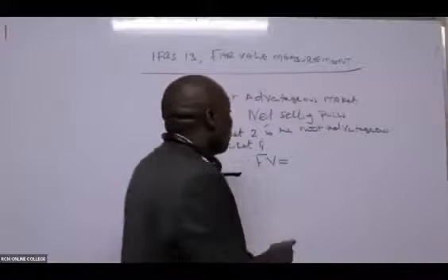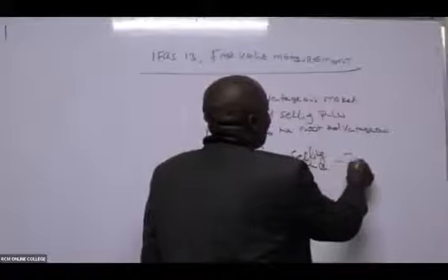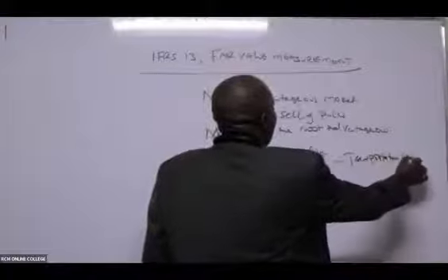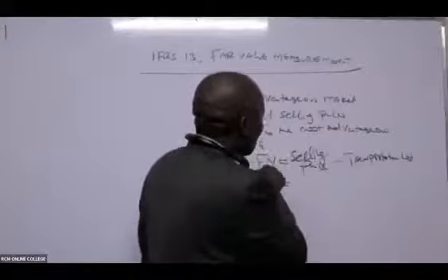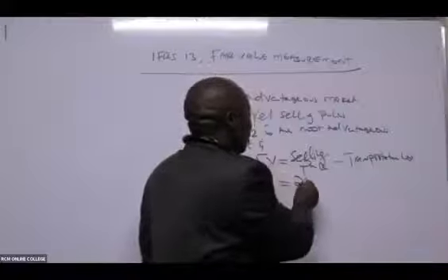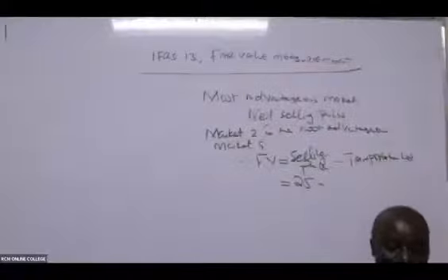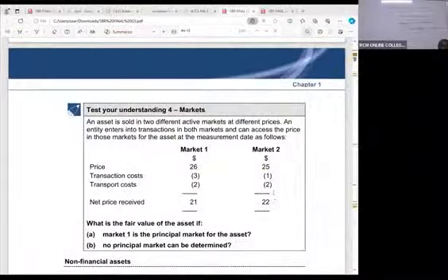So to get this fair value, I will take the selling price given here and, as usual, I subtract transportation cost. Remember, we have identified market 2 as our most advantageous market. So it is 25 minus the transportation cost, which is 2. 25 minus 2 gives me 23. So the fair value there will be 23.